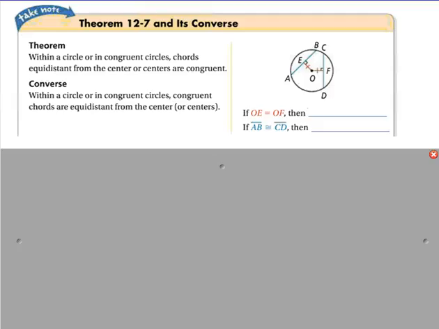Maybe you didn't think about this before, but this is one that we're going to use. If we know that OE equals OF, so those two lengths are congruent or equal, then we can say that the chord AB is congruent to the chord CD. Same thing goes backwards. If we have that AB is congruent to CD, then they're the same distance from the center. So OE has to be equal to OF. Or you could say that their segments are congruent.